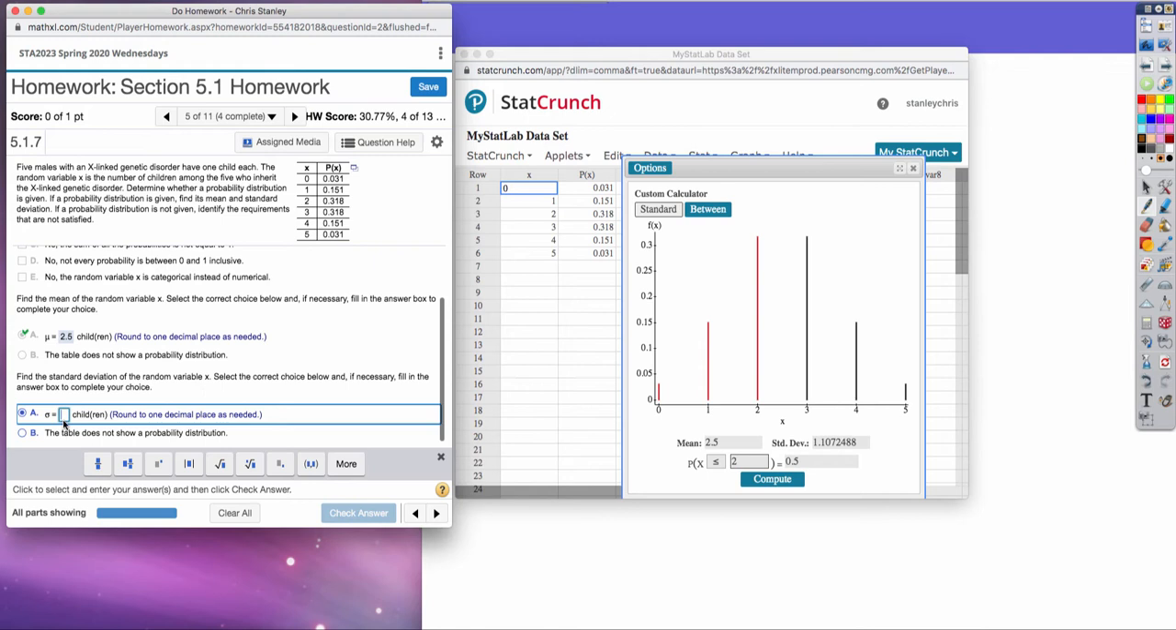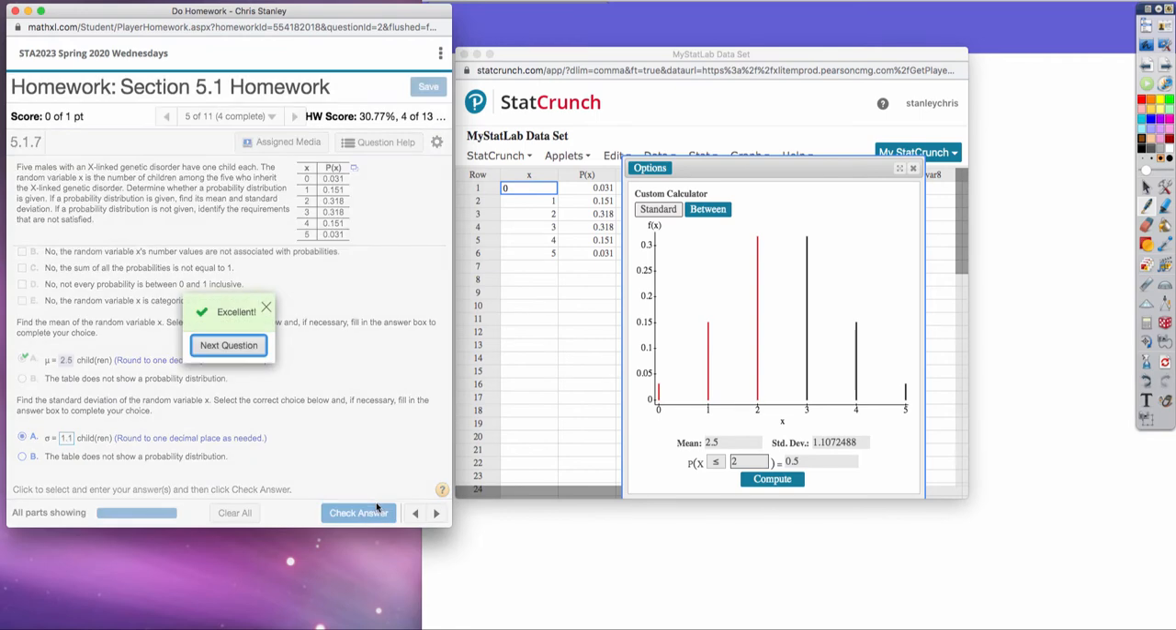Okay, the standard deviation is this guy right here, 1.107. So we have to go to 1 decimal, so 1.1. Take note, make sure you understand this notation too. That little funny squiggly thing, that's the standard deviation.